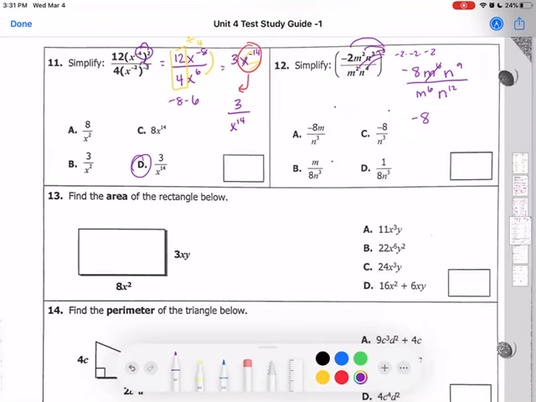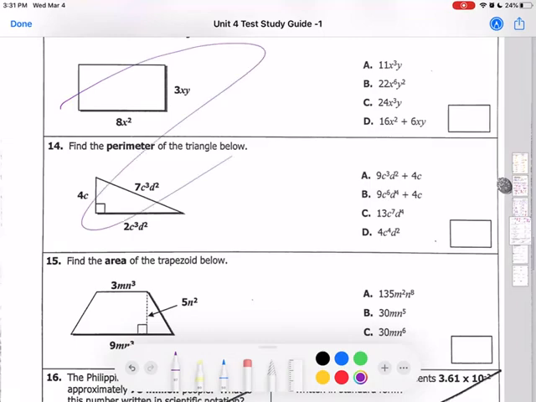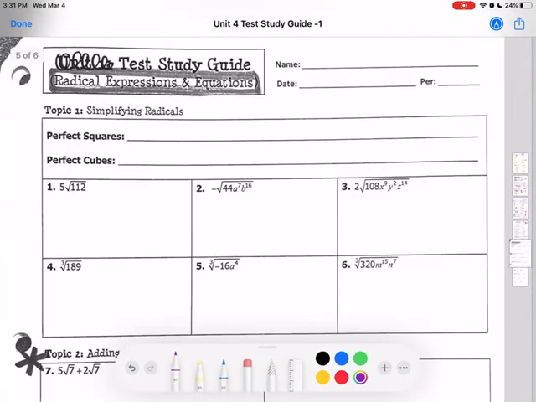M to the 6 and m to the 6 cancel, and when I do 9 minus 12, I get n to the negative 3. I can't have a negative exponent on top, so I drop it down, and I get negative 8 over n to the third. All right, 13, 14, and 15, you can do those for extra credit.